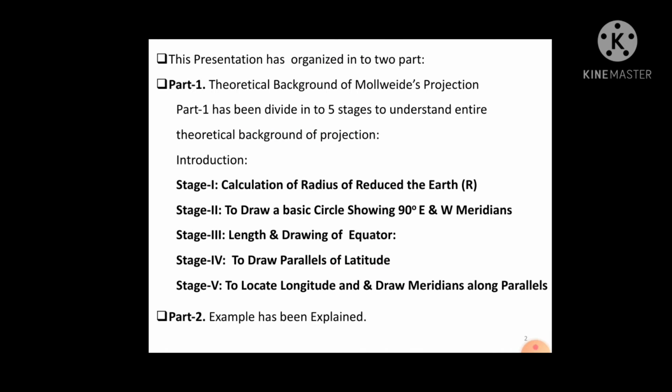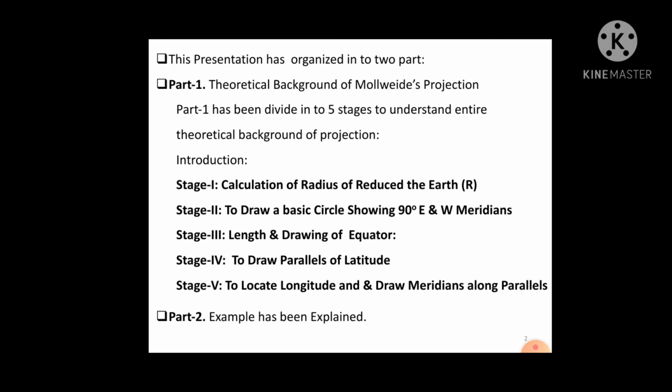This presentation has been organized into two parts. Part 1, theoretical background of the Mollweide projection. Part 1 has been divided into 5 stages to understand the entire theoretical background of the projection with one solved example. The introduction and later on the 5 stages have been discussed.